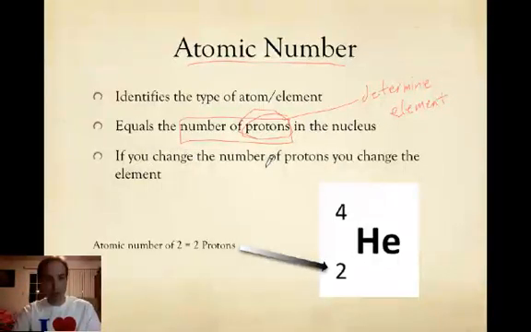Okay, if you change the number of protons, you change the element. So I'll give you an example here. If the atomic number is 2, that means you have 2 protons, and that means you're looking at helium. Helium is the only element out there with 2 protons in the nucleus. If you take 1 proton out, it becomes hydrogen. If you add a proton, it becomes lithium. Okay, helium is the only one with 2. Now you have a picture of this on your paper. What I'd like you to do is label this 2 as the atomic number.